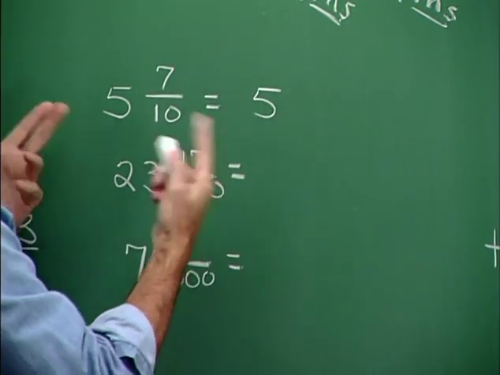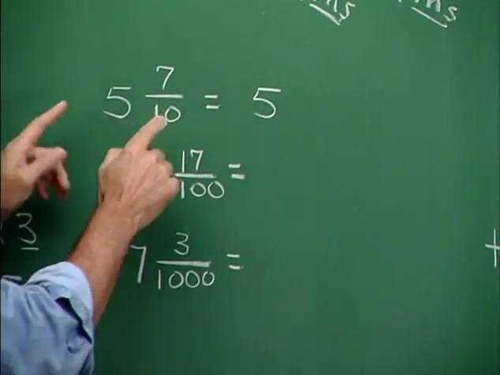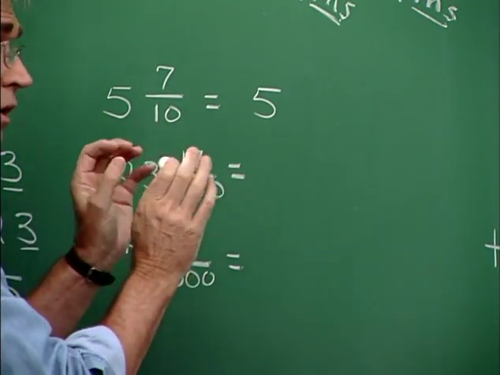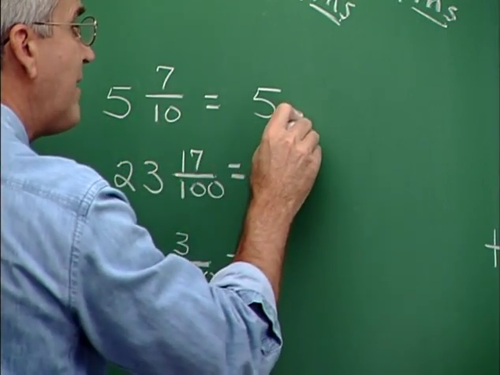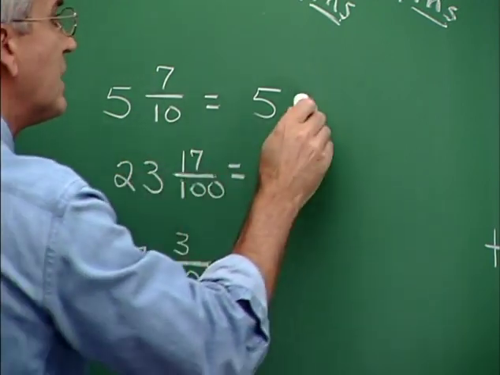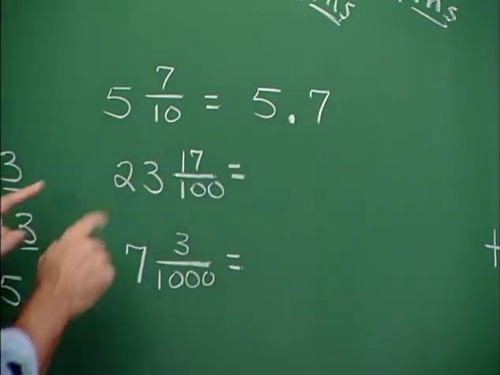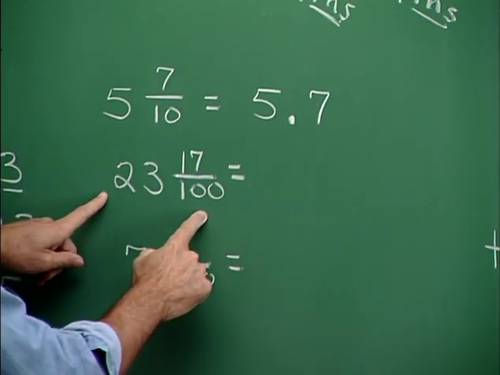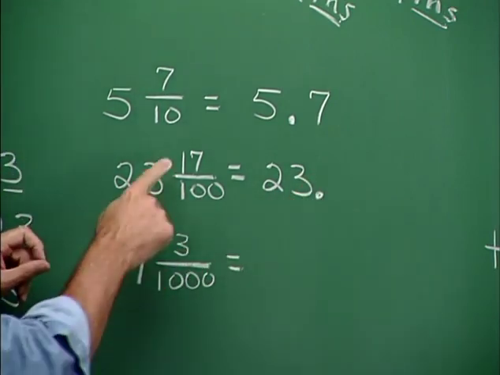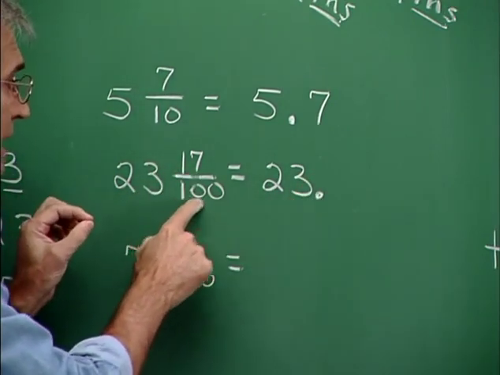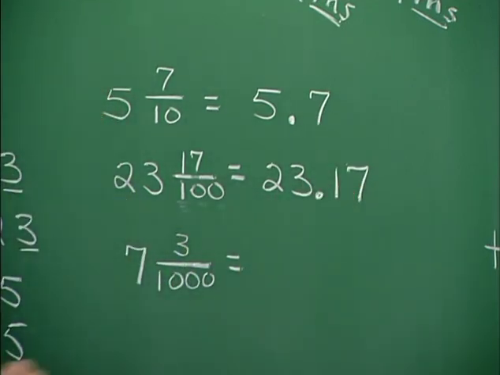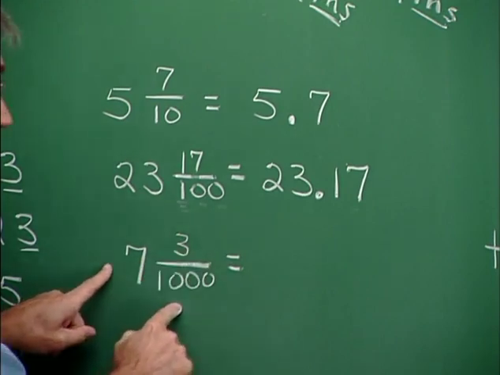5, and then the "and" part that we typically use when we're describing a mixed number. The "and" part now is interpreted as, or becomes, our decimal point. 5 and 7/10. So the 7 is in the tenths place, you see. 23 and 17/100. Now the 17 is going to be in the hundredths place. So 17/100.